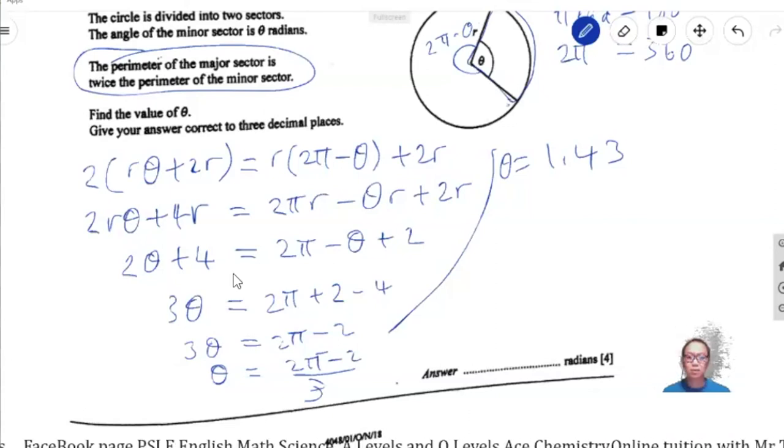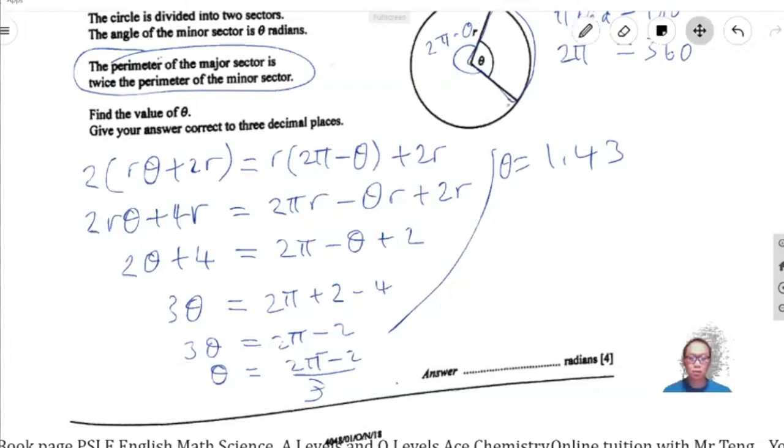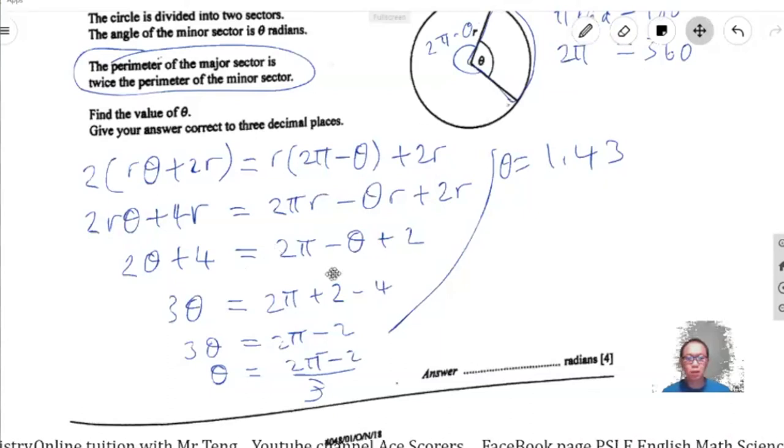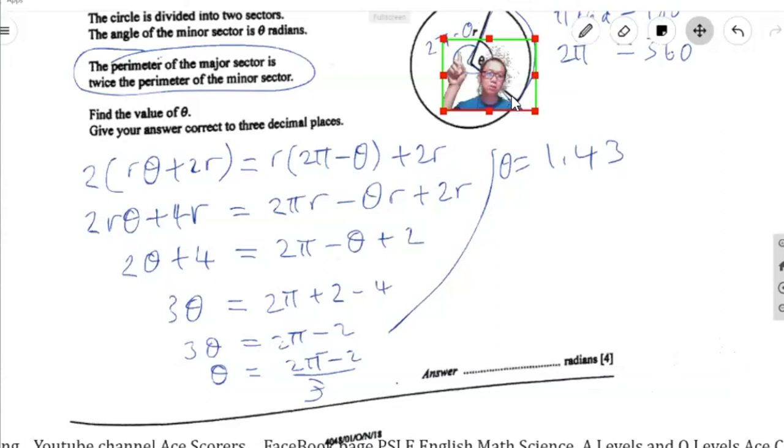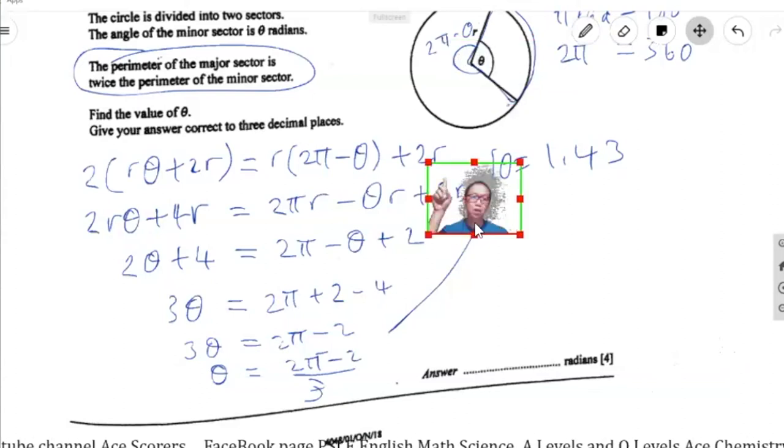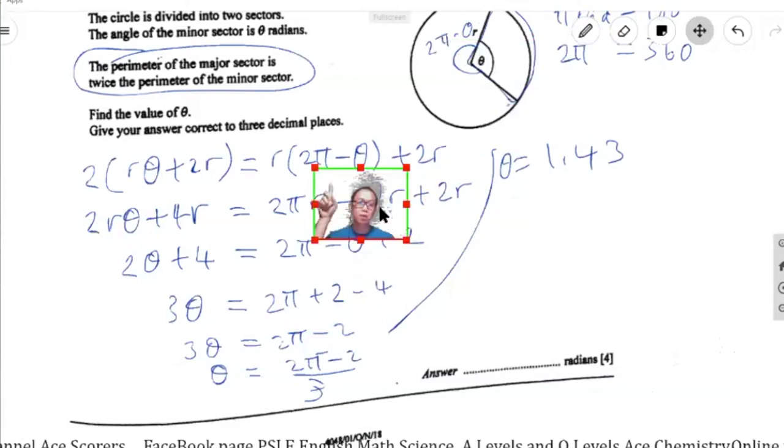Now, any questions on this particular question? Yes. Why, like the first part, you put R times 2 pi minus theta? Where? The first part. Which line? Oh, you mean here? Inside the circle, is it? No, the one below. Here. Yeah, this one.